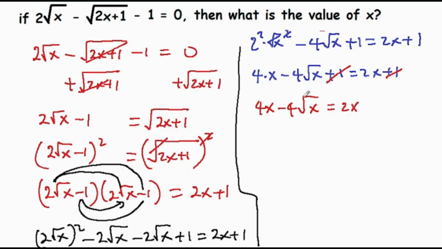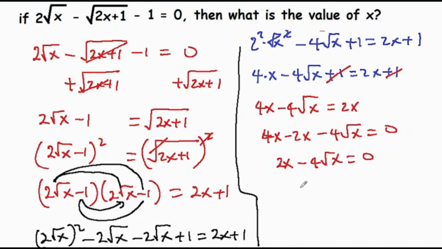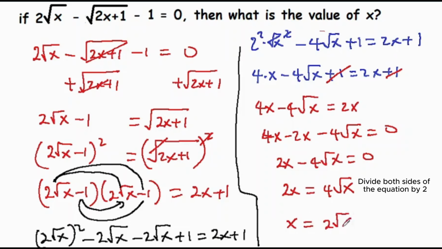So let's collect like terms. Let's subtract 2x from both sides of the equation. So we have 4x minus 2x minus 4 root x equals 0. So this is going to give us 2x minus 4 root x equals 0. Let's add 4 root x to both sides of the equation. So we have 2x equals 4 root x. Let's divide both sides by 2, and that's going to give us x equals 2 root x.